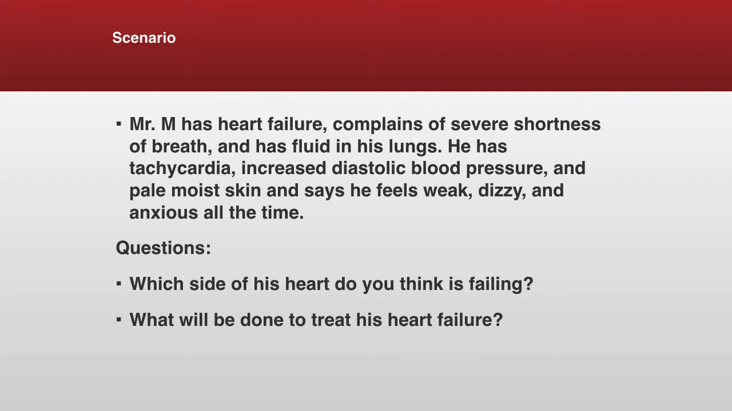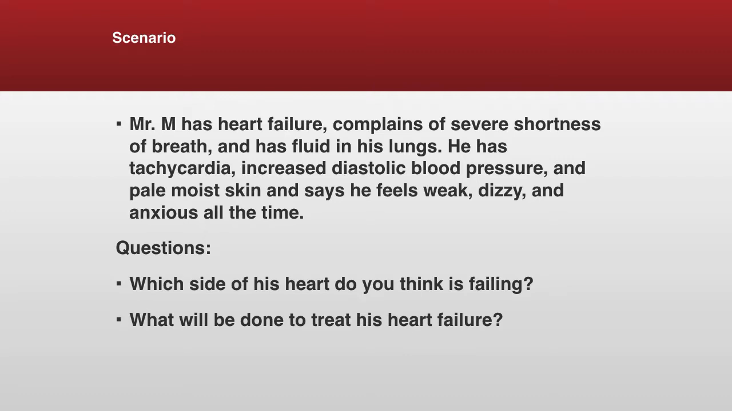So, what will be done to treat his heart failure? Well, non-pharmacologically, we'll do some exercise training, put him on a low-sodium diet, and put him on fluid restriction and weight management. Pharmacologically, we'll give him diuretics, beta blockers, and ACE inhibitors. We may give him aldosterone antagonists or digoxin.